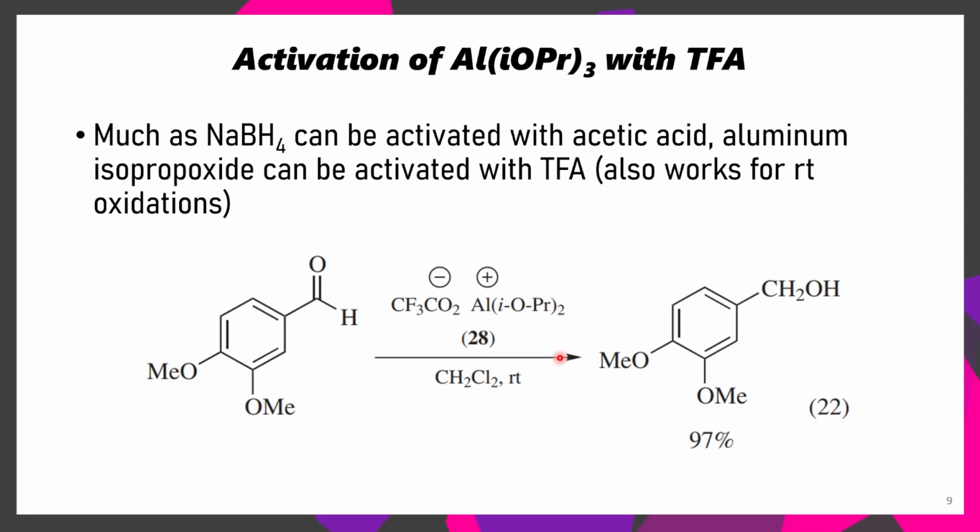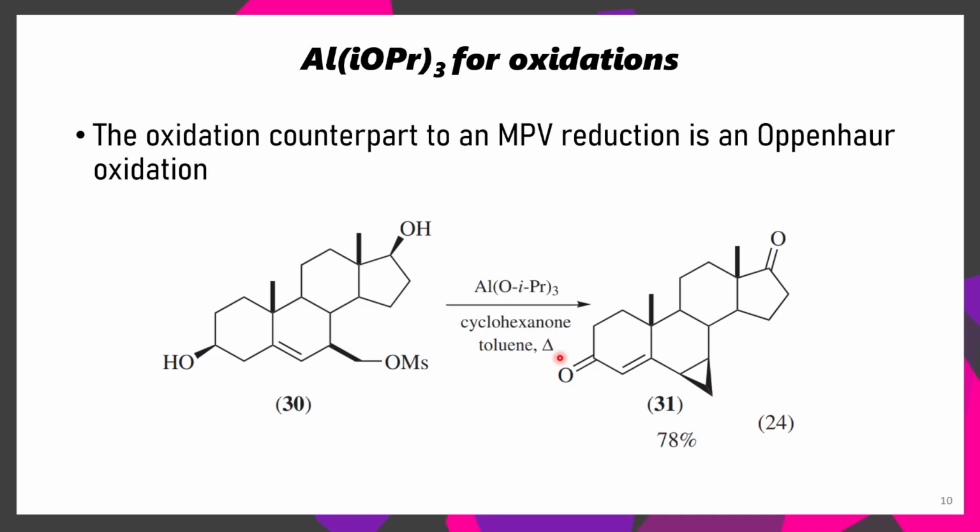This is similar to how sodium borohydride can be activated with acetic acid to generate triacetoxyborohydride or any of the intermediate acetoxyborohydrides. As mentioned earlier, the counterpart to an MPV reduction is an Oppenauer oxidation. In this case, you can see both of these secondary alcohols are oxidized to ketones, and we also have the formation of a cyclopropyl group via activation of this mesylate with aluminum isopropoxide.